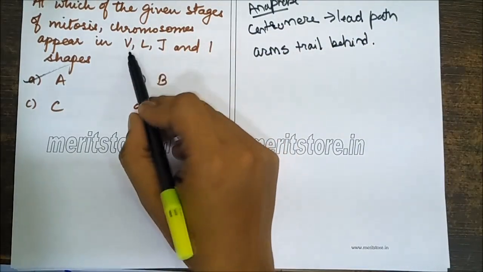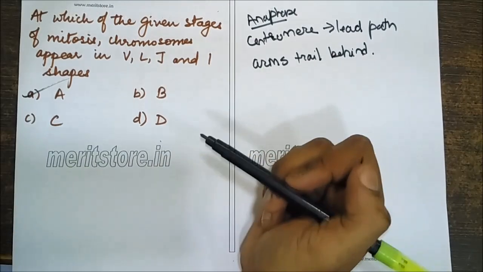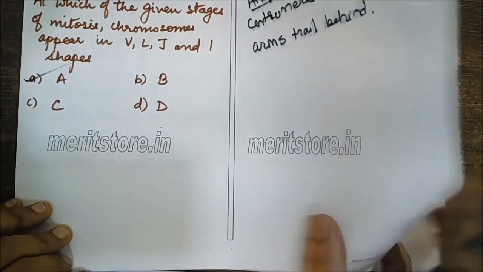And hence there is a formation of V, L, J and I shapes. Okay. Next question.